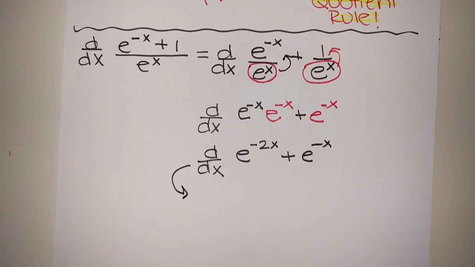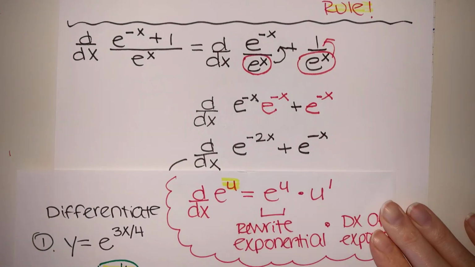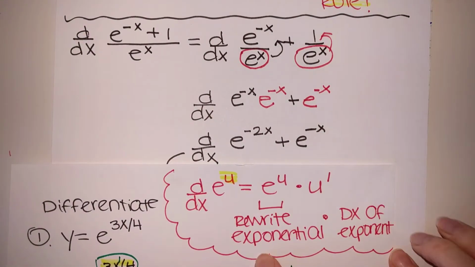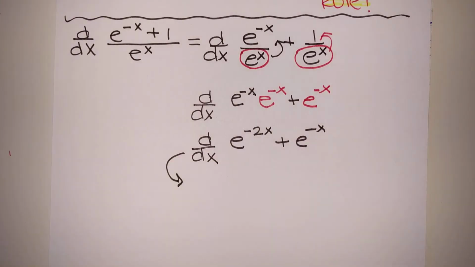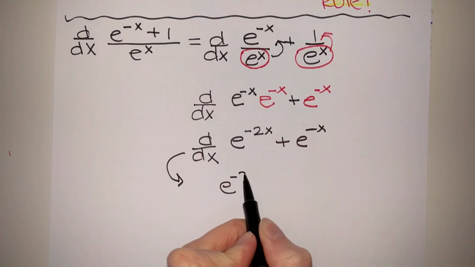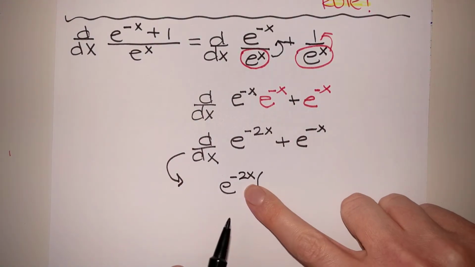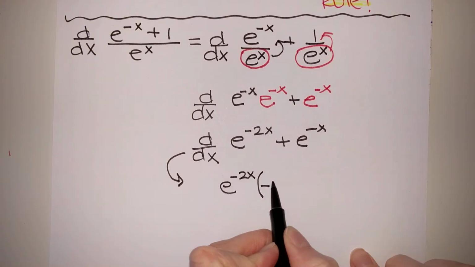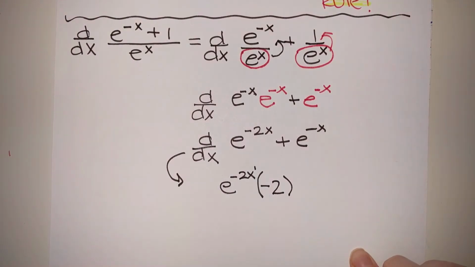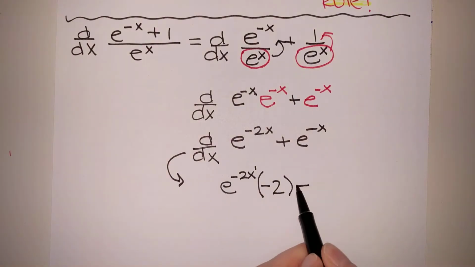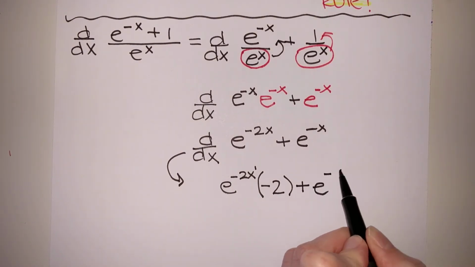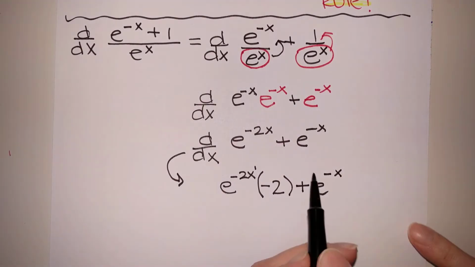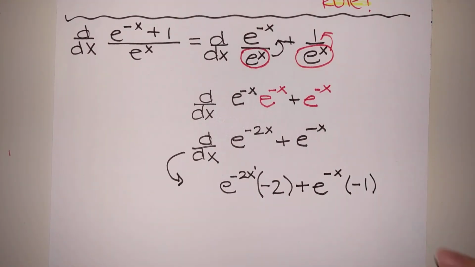Now remember that in order to take the derivative, we will have to use our rule for e to a power, and that is that we write down the exponential and then we take the derivative of the exponent. So here we will have e to the negative 2x, so that will become e to the negative 2x, and then multiplying by the derivative of negative 2x just gives us negative 2, again because we have an x to the first power. Then we have plus e to the negative x, and then multiply by the derivative of negative x to get negative 1.